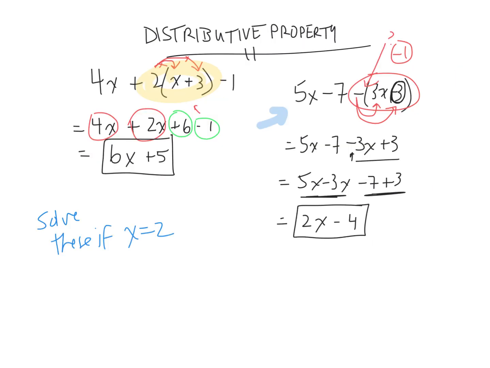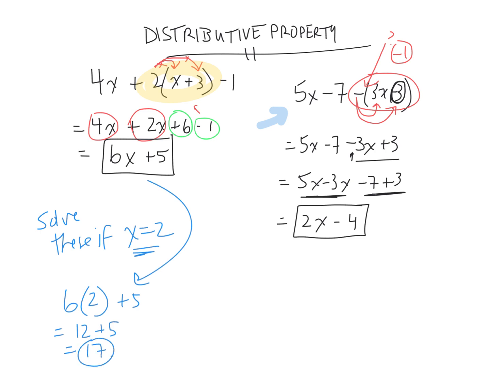And why not go one step farther and solve these if x equals 2. So for this one up here, it would be 6 times, oh, did I say minus 2? Just x equals 2. 6 times 2 plus 5, that's going to be 12 plus 5, which is going to be 17. And over here, if we solve this one, it is going to be 2 times 2 minus 4. That's going to be 4 minus 4. That's going to be 0.